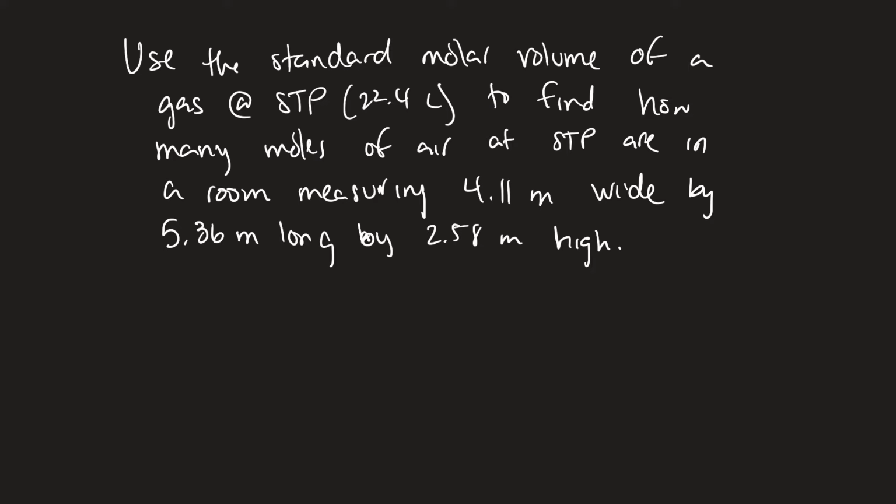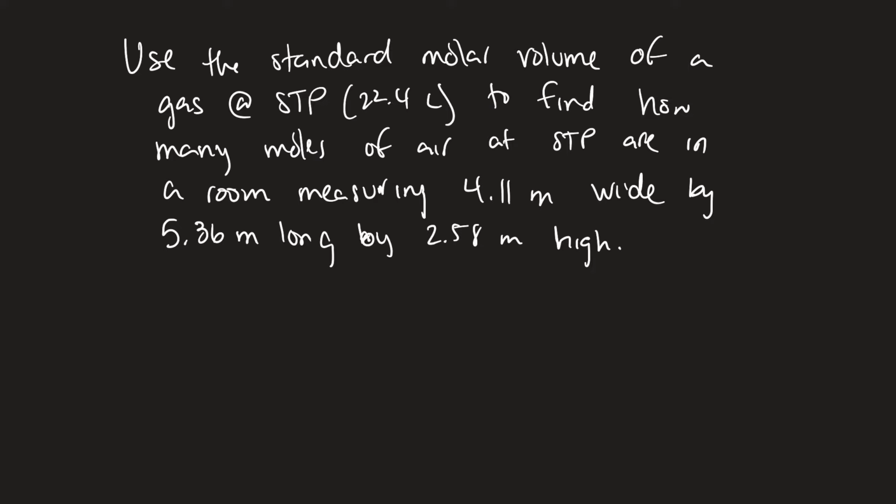Now if you recall from K through 12 math, volume is equal to length times width times height. I gave you the length, width, and the height. So to find the volume, you just have to multiply these 3 numbers. So 5.36 times 4.11 times 2.58. If you multiply these 3 numbers together, and these are all in meters, we'll get 56.8 meters cubed.